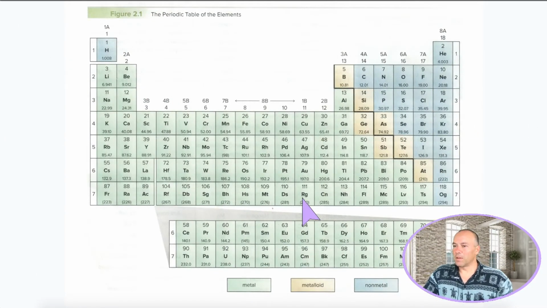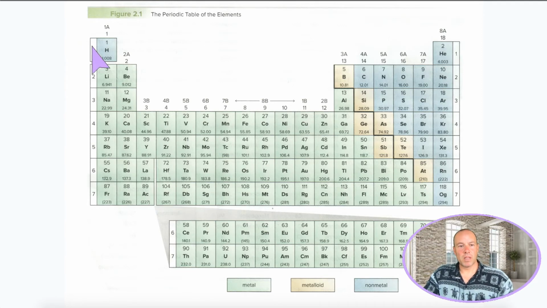This is figure 2.1 in your textbook. This is a pretty simple table. It color codes the elements by the metal and the nonmetal. So the metals are on the left-hand side, they're the green ones, and then the nonmetals are the blue ones, and the metalloids are the orange ones.